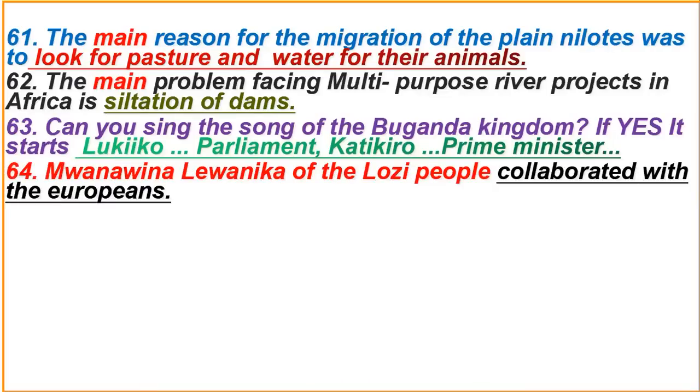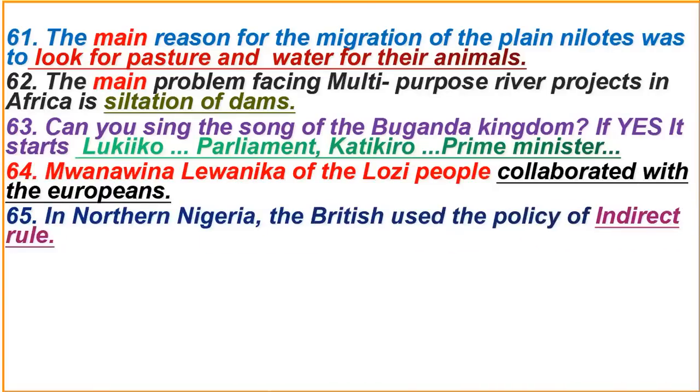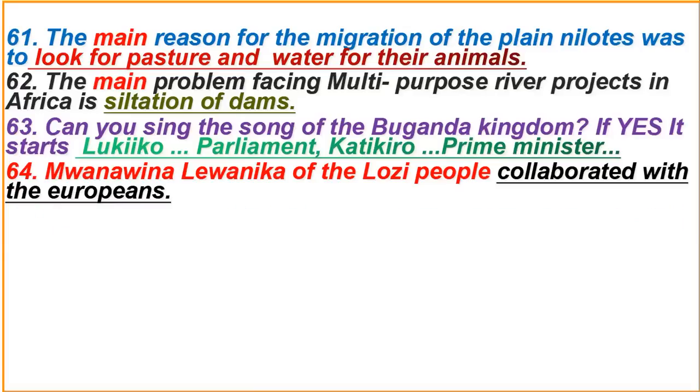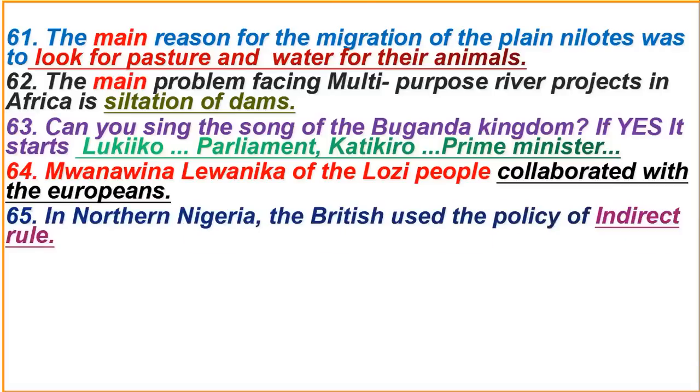Number 65. In northern Nigeria, the British used the policy of indirect rule. They used the traditional rulers. Why? Because the area was very large for them to administer. They did not have enough administrators.